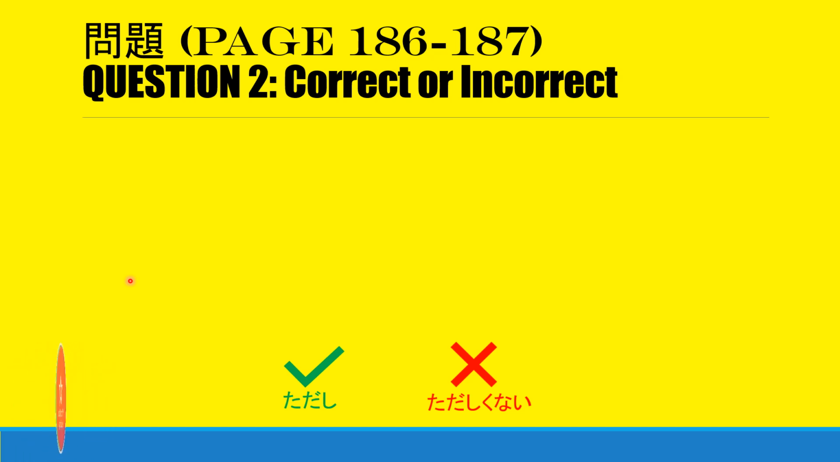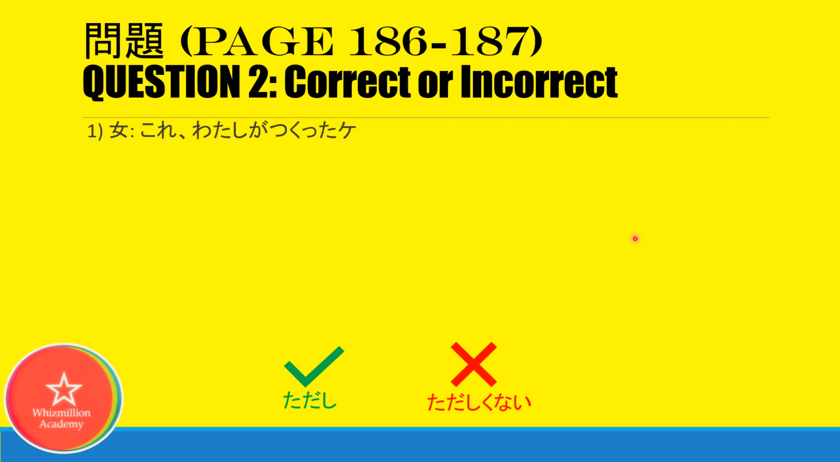Okay? Well, for question number 2, this is still a listening section. In this section, there will be a conversation between two people followed by a statement. The statement will evaluate the conversation, and we are to state whether the statement is correct or incorrect, tadashi or tadashikunai. Right? Let's start with question number 1.